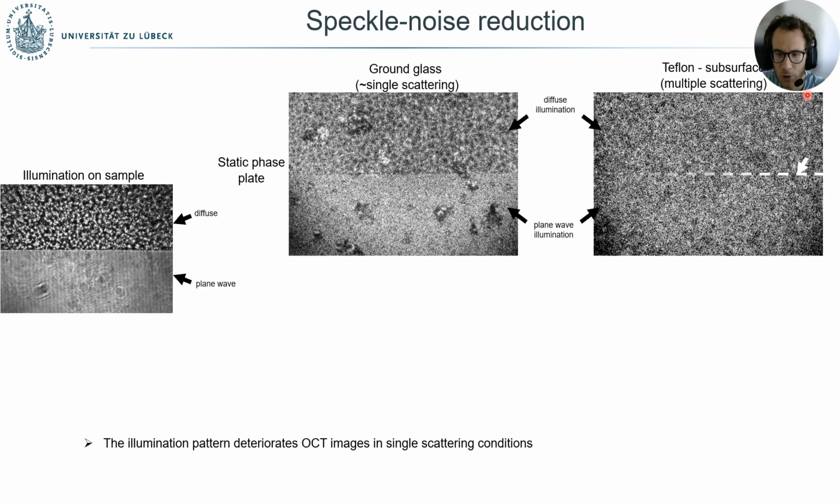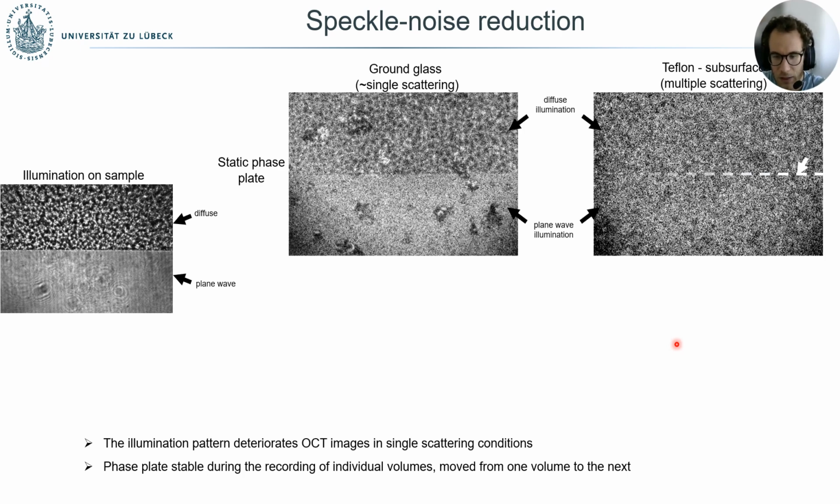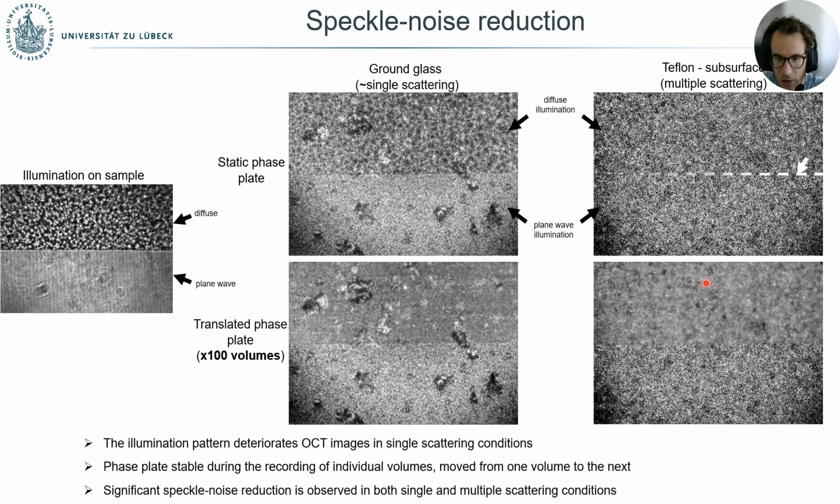But when we have a sample that is already diffusing and there's multiple scattering, such as this one that is Teflon slightly below the surface, then we cannot even see the illumination pattern. So we don't see the difference between the diffuse and plane wave. Now, what we did was to keep the phase plate static during the recording of one volume, and then it was moved from one volume to the next.